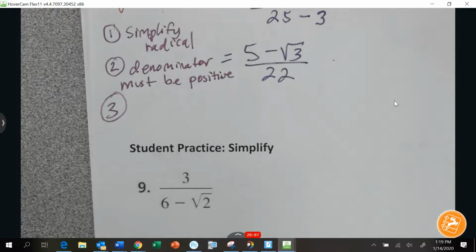We are on the third thing that is kind of the important one that people forget. So we're going to talk about that.